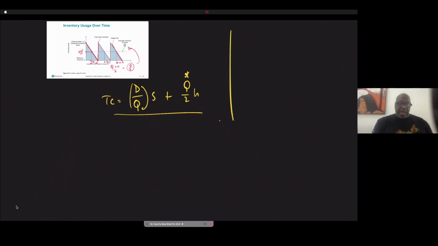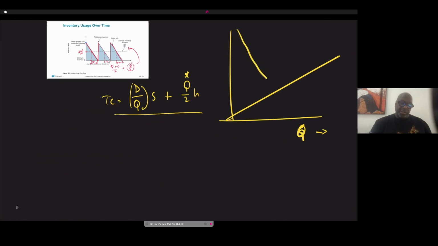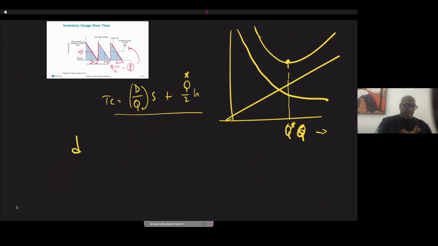If you were to draw this diagram, what you will find is that as your order quantity Q increases, your holding cost goes up like this, but then your ordering cost gets lower. And if we bring those two costs together, there's an optimum quantity Q star. So we want to find that. To find that, we would use a little bit of calculus, where we find the slope of this line, equate it to 0, and find the value of Q that satisfies it.